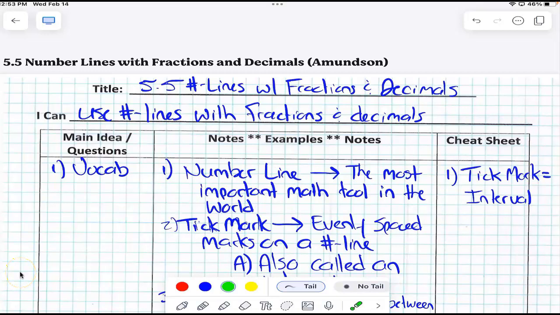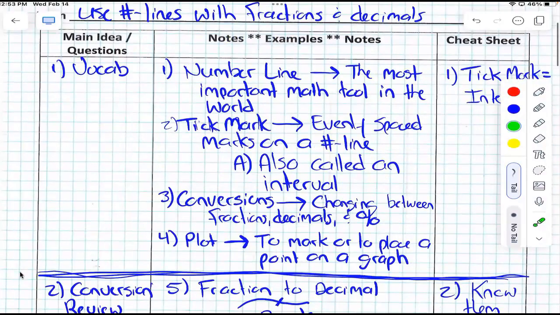5.5, number lines with fractions, decimals, and percents. Can you graph on a number line with fractions, decimals, and percents? Yes. All right. A tick mark, a tick mark, a tick mark is also called a what?